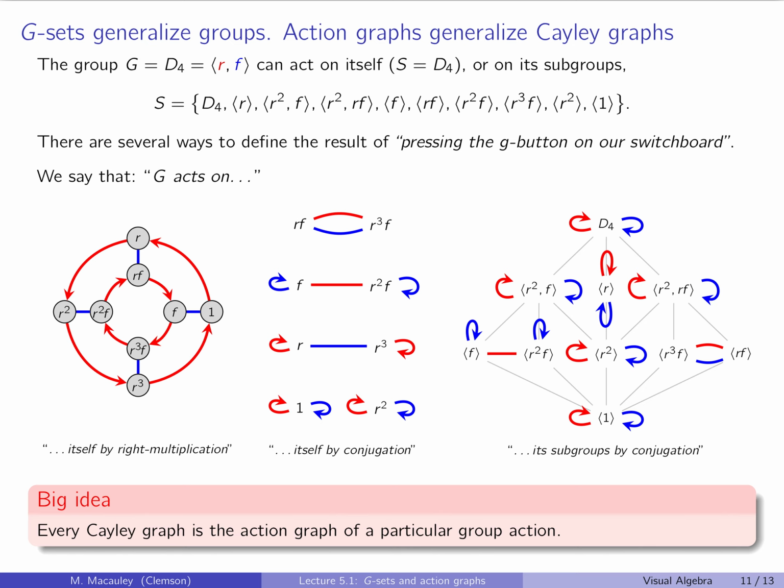Have we seen all possible transitive G-sets with this generating set? I guess if I fix the generating set, I'm asking, have we seen all possible connected action graphs? Something to think about. I think we're missing at least one. I think maybe just one, but we'll answer that pretty soon.